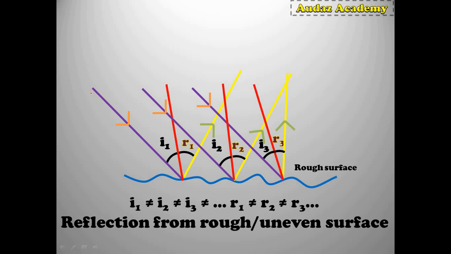But if we consider a single incident ray I1 and its reflected ray R1, then our angle of incidence I1 is going to be equal to the angle of reflection R1. Similarly, angle of incidence I2 is equal to angle R2. Similarly, angle of incidence I3 is equal to angle of reflection R3.